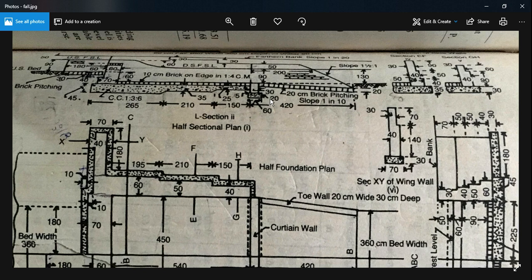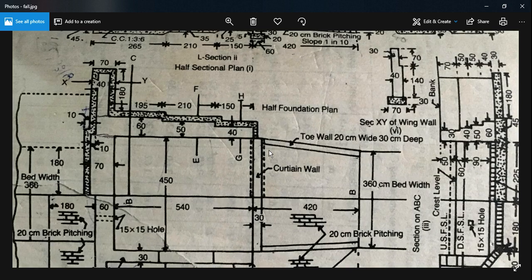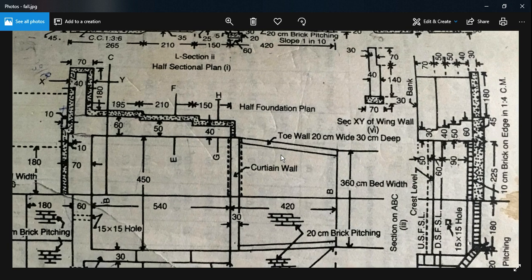For this we can do that in two ways. One is by considering these 20 centimeter brick pitching all the way, or doing that separately. It's easy, it's wiser, it's better to do it separately, because we don't have pitching below the toe wall, we have pitchings only in between toe walls.